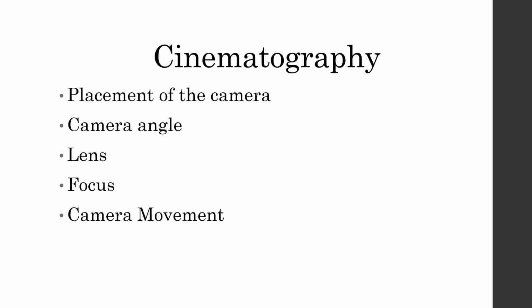Now, when we're talking about cinematography and how you use your camera, you're going to look at 5 basic things. The placement of the camera in relation to the people or things you're filming. The camera angle, so how is it angled in relation to the objects you're filming? What lens are you using? Are you using a long lens or any other sort of lens? Your focus, are you focusing on things close to the camera, further back? And camera movement.